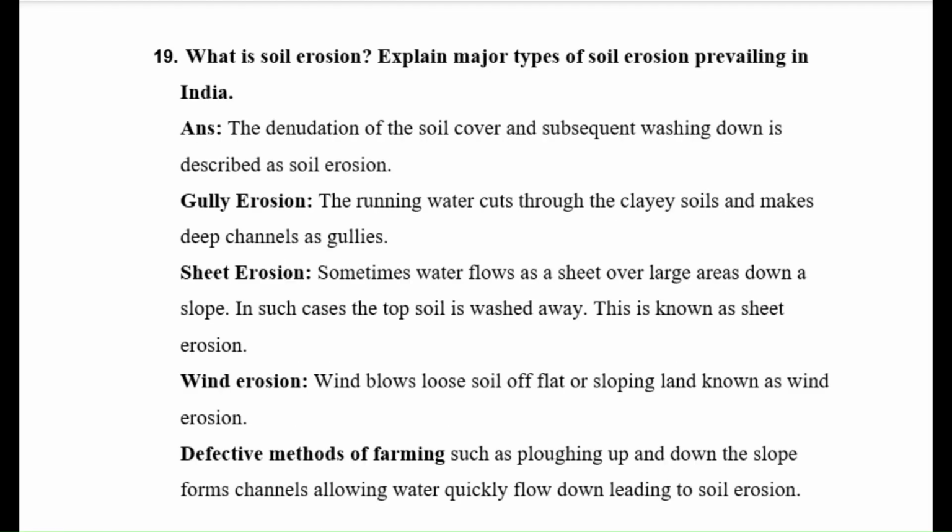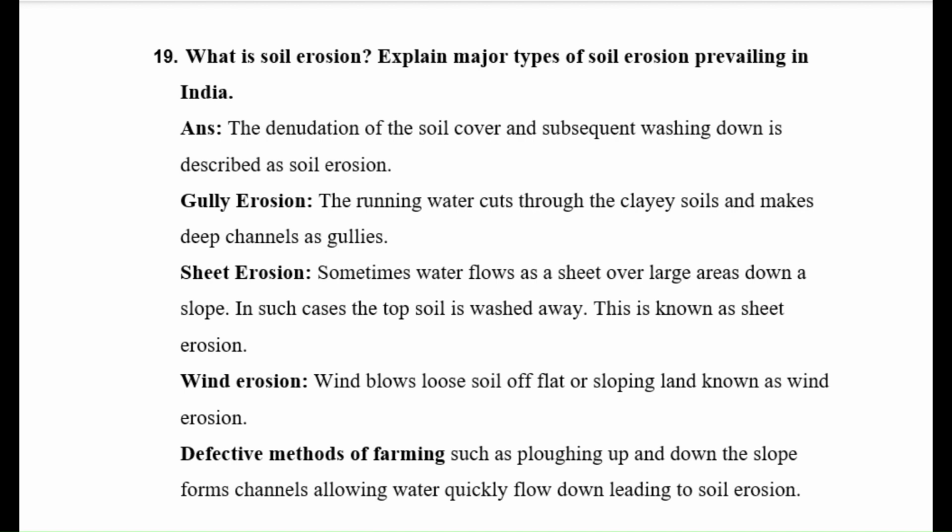19. What is soil erosion? Explain major types of soil erosion prevailing in India. Answer. The denudation of the soil cover and subsequent washing down is described as soil erosion. Gully erosion. The running water cuts through the clayey soils and makes deep channels as gullies. Sheet erosion. Sometimes water flows as a sheet over large areas down a slope. In such cases, the topsoil is washed away. This is known as sheet erosion.